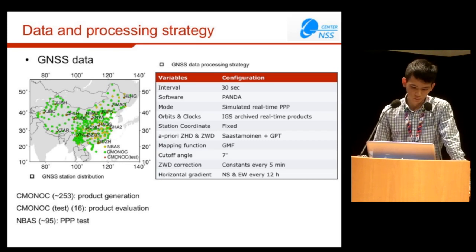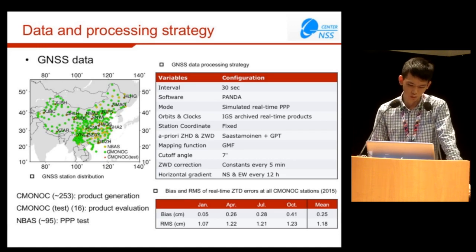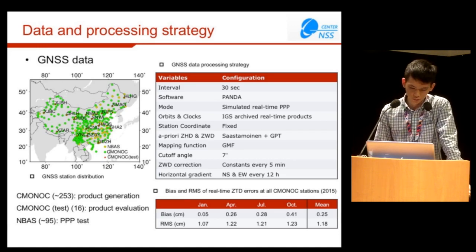This table gives the bias and RMS of real-time ZTD errors at all CMONOC stations in 4 months in 2015. And we can find the mean bias and RMS are about 0.25 and 1.18 centimeters respectively.